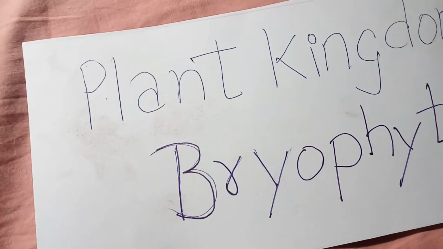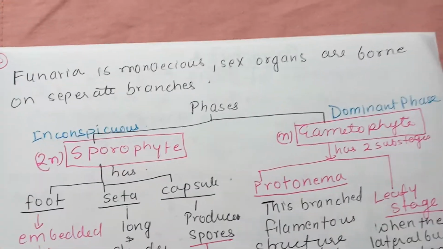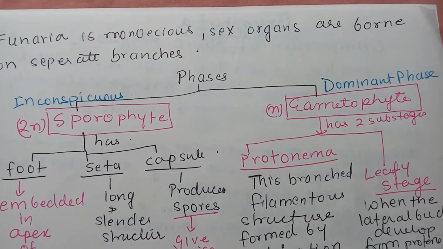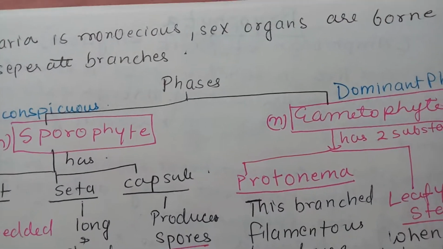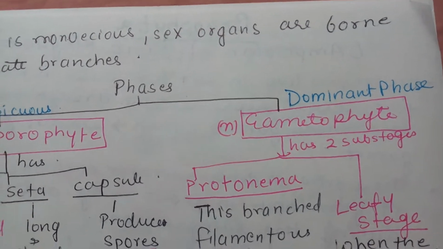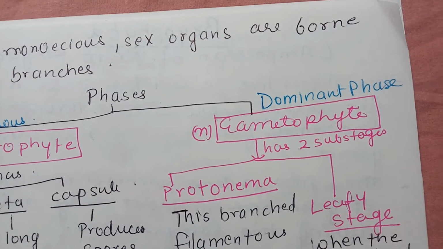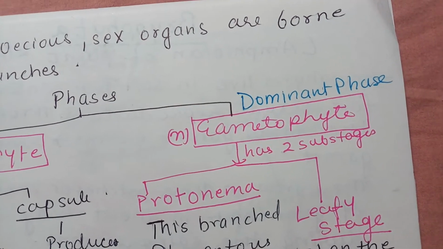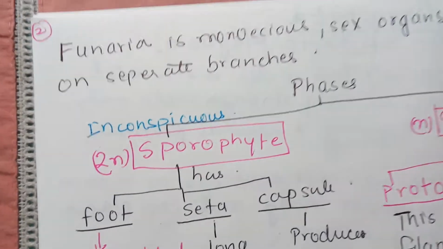So first you need to understand what the phases of the life cycle are. Two phases are there, sporophyte and gametophyte. Sporophyte is diploid, gametophyte is haploid. Now the gametophyte phase is called the dominant phase. It is because bryophytes spend their life mostly in this phase. So this phase is dominant as compared to the sporophyte, which is inconspicuous.